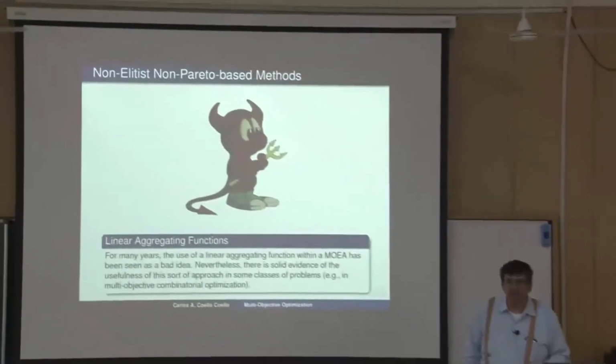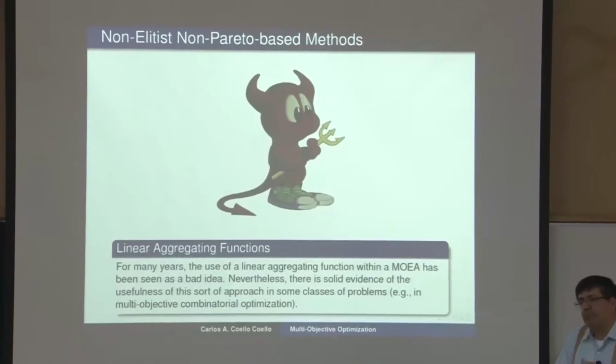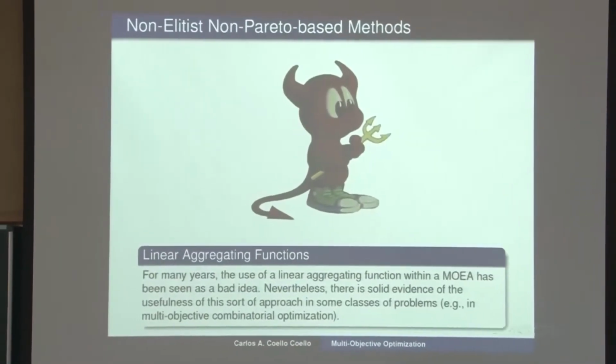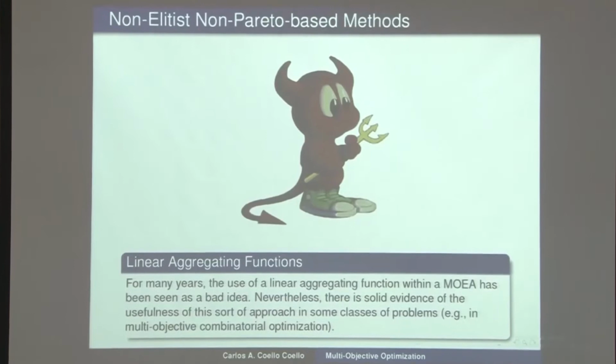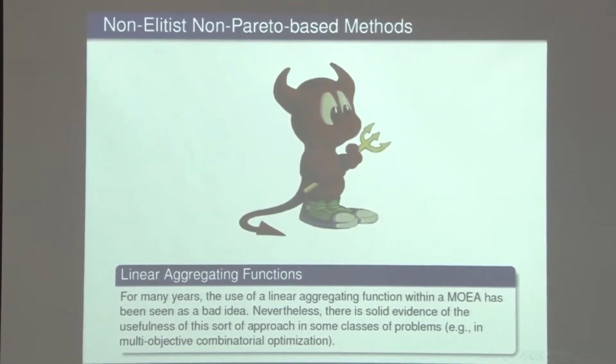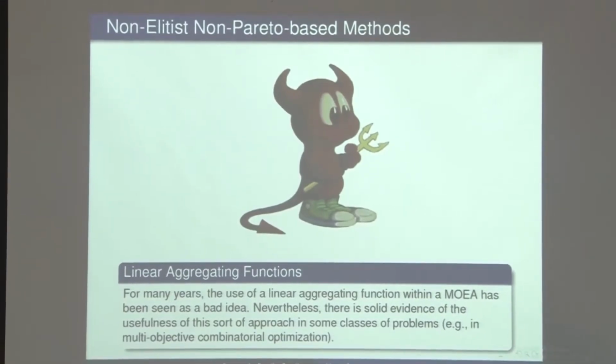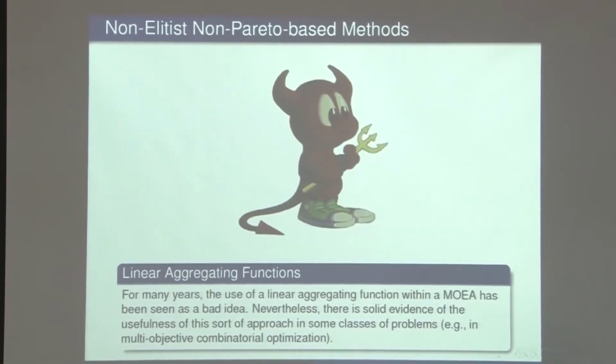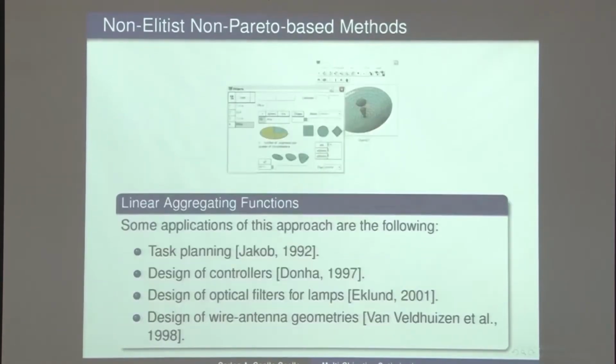In the beginning of the 2000s, around 2001, 2002, some people showed evidence that linear aggregating functions were better than what we call Pareto-based selection in combinatorial optimization. But since we who do Pareto-based are non-linear guys, we don't care much about combinatorial. We said, why don't you take your algorithm and go there? Don't bring it here. We are doing non-linear here, so don't mess with us, because we don't want to use linear aggregating functions. But they do work in some cases.